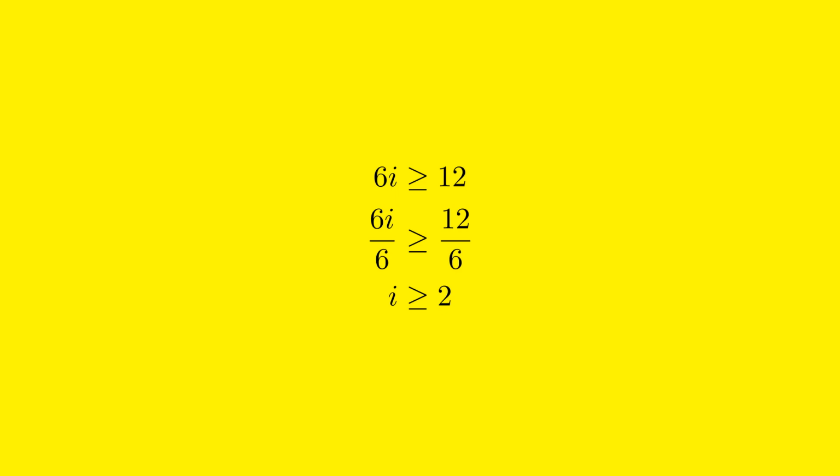So, in summary, we divided both sides of the inequality by 6, which simplified the inequality to i greater than or equal to 2. The solution in interval notation is square bracket 2 comma infinity.